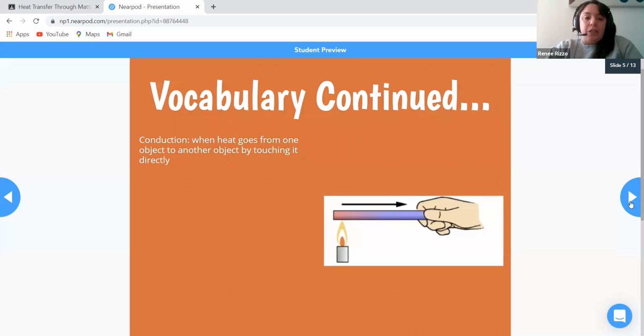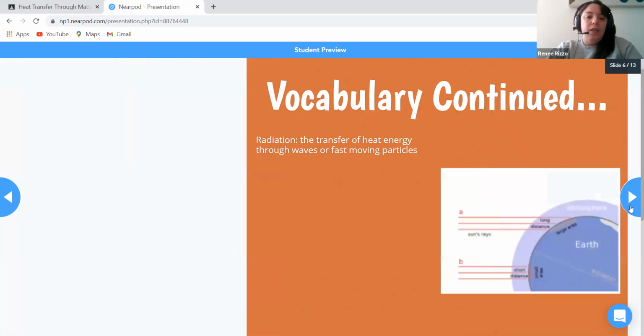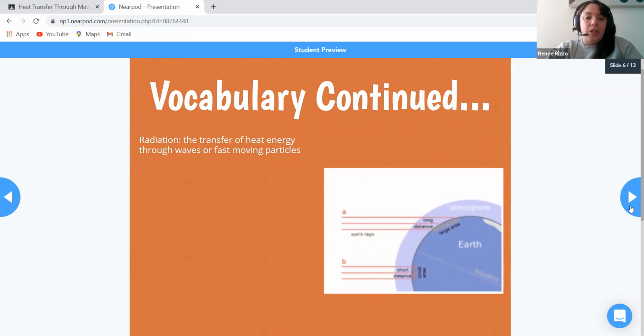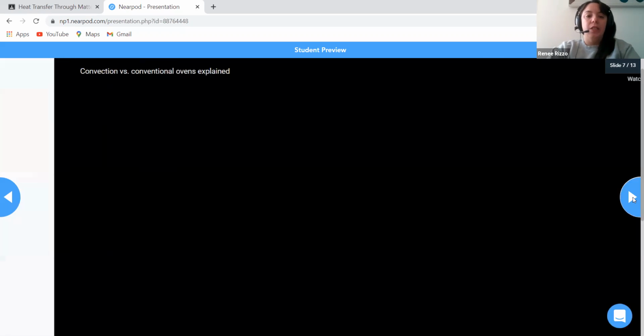Vocabulary continued. Conduction: when heat goes from one object to another object by touching it directly. This picture is also taken directly from the lesson. Radiation: the transfer of heat energy through waves or fast moving particles. The image is also taken from the original lesson.